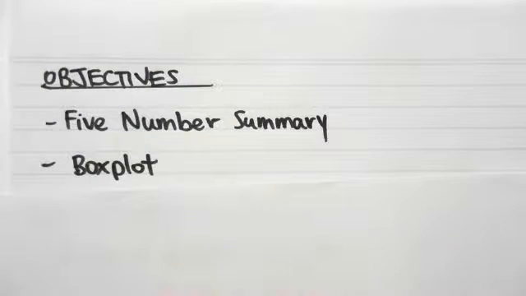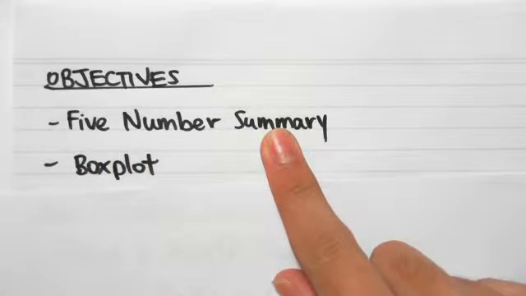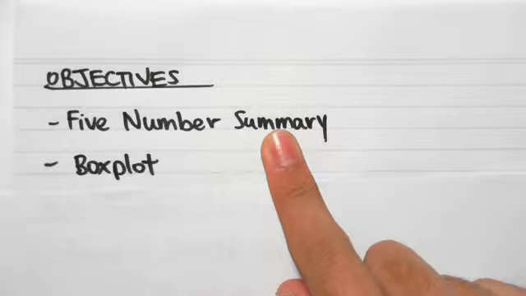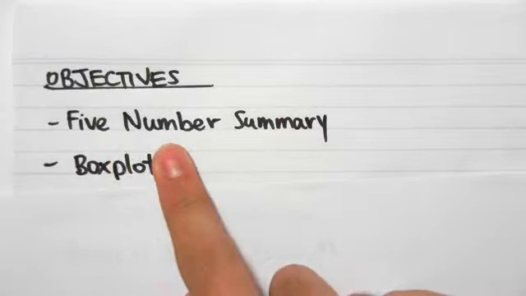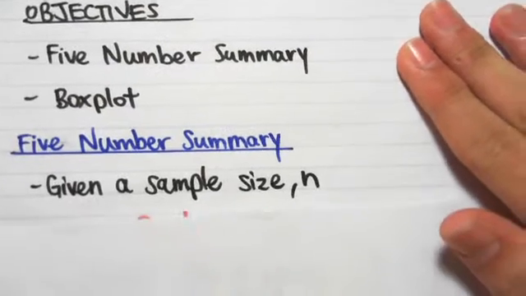Hey guys, welcome to another video of statistics. The objective of this video is to go through the 5-number summary of a specified set, and then afterwards we're going to represent these 5 numbers by using something called a box plot. So let's go through the 5-number summary.